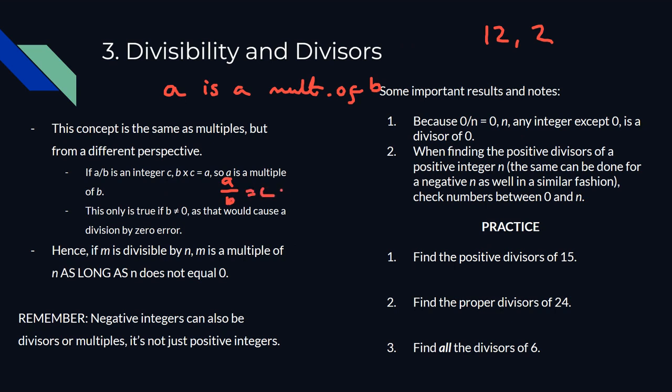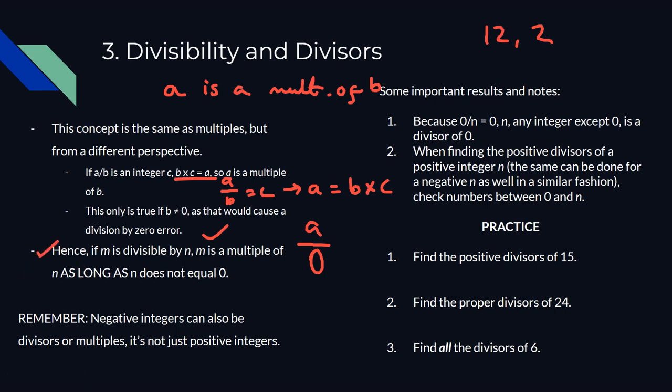So you can multiply both sides by b, and you get a equals b times c. So b times c, which is right here, which means that a is a multiple of b. So that makes sense. And this is only true, of course, if b is not equal to 0, because if b was 0, it would be a over 0, which is not defined. So that doesn't make sense. And so using this, if m is divisible by n, m is a multiple of n as long as n isn't 0. So this is basically the connection between multiples and divisors.